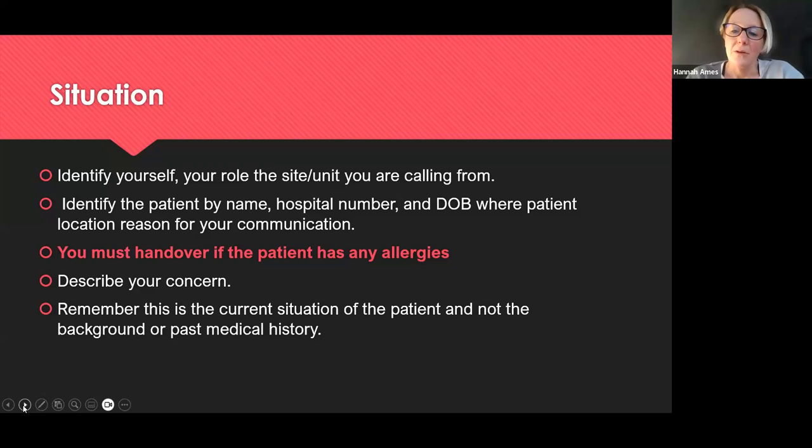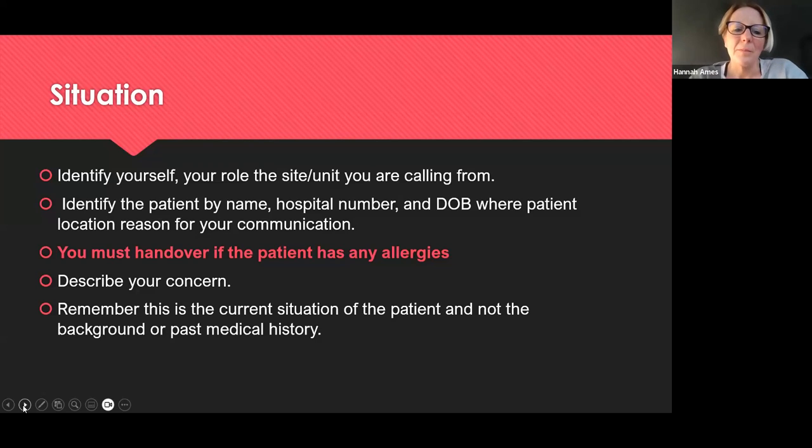Now you must hand over if this patient has any allergies, and this is not in the marking criteria, but if you do not do that, it will be a critical fail. So at some point you need to hand over if they've got any allergies, and I always teach to do that early on with that patient information, so it's really clear. So hand over their name, hospital number, date of birth, where the patient is, and if they've got any allergies and what reaction that is. If you forget, don't worry, but make sure you do it at some point during that evaluation.